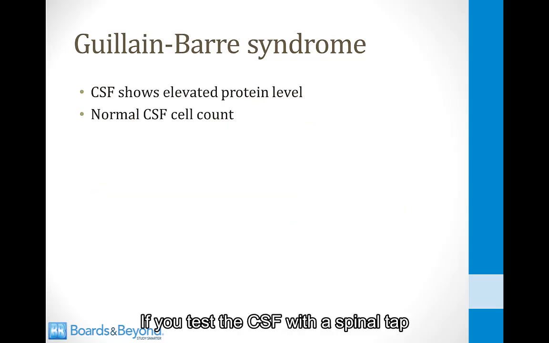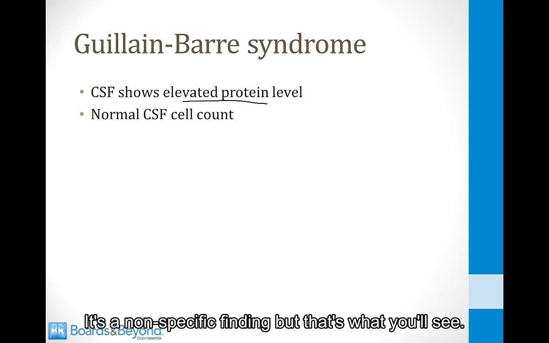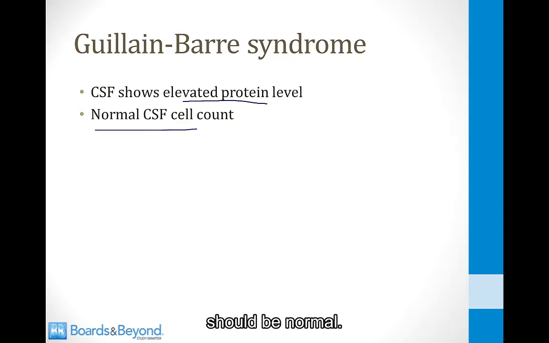If you test the CSF with a spinal tap in patients with Guillain-Barré syndrome, it will show an elevated protein level. It's a non-specific finding, but that's what you'll see. All the other counts in the cerebrospinal fluid should be normal.